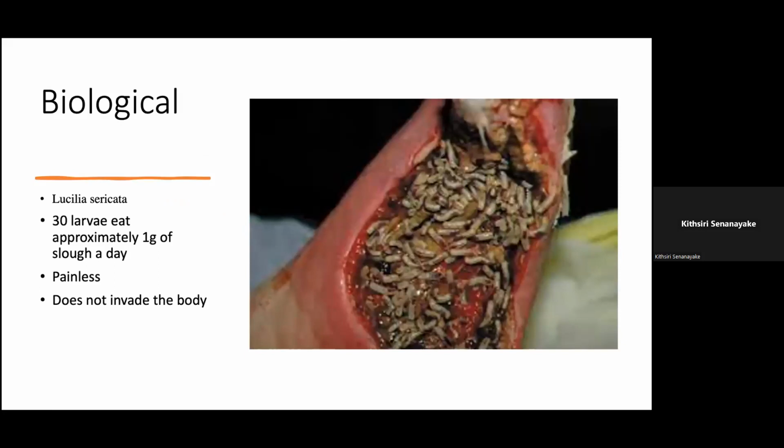And secondly, we can use biological methods like larvae. So this is the scientific name for that larvae. Thirty larvae actually eat approximately 1 gram of slough a day. So it is painless. An important thing is it does not invade the body. However, if you think there's a fistula, or if you suspect that the wound is communicating inside the body, please don't use biological dressings.